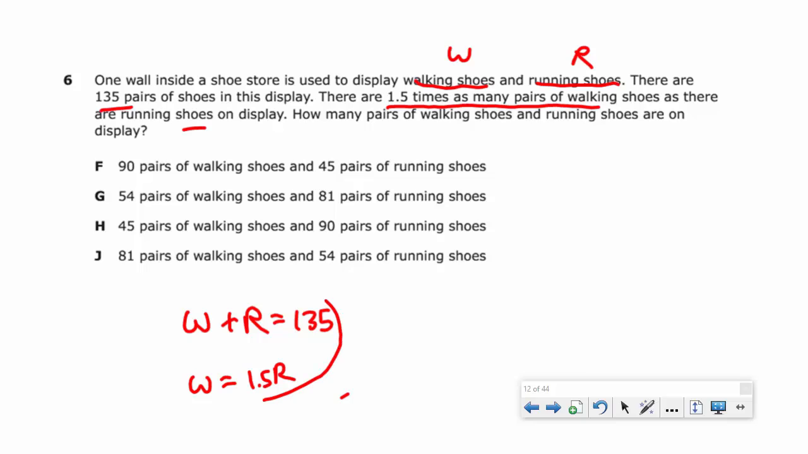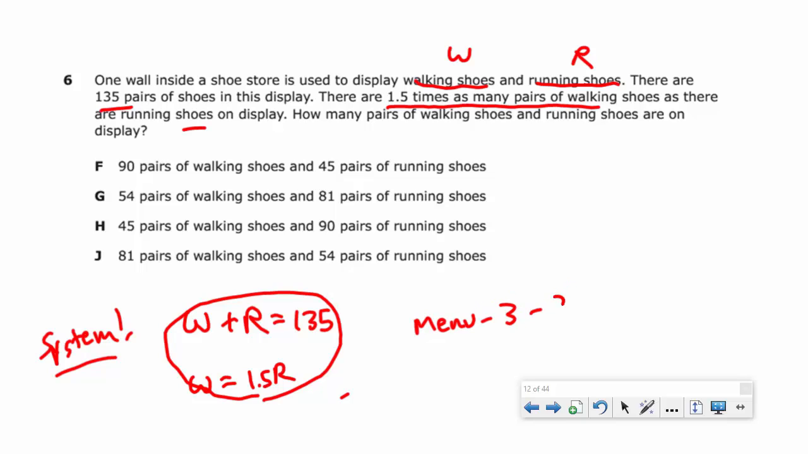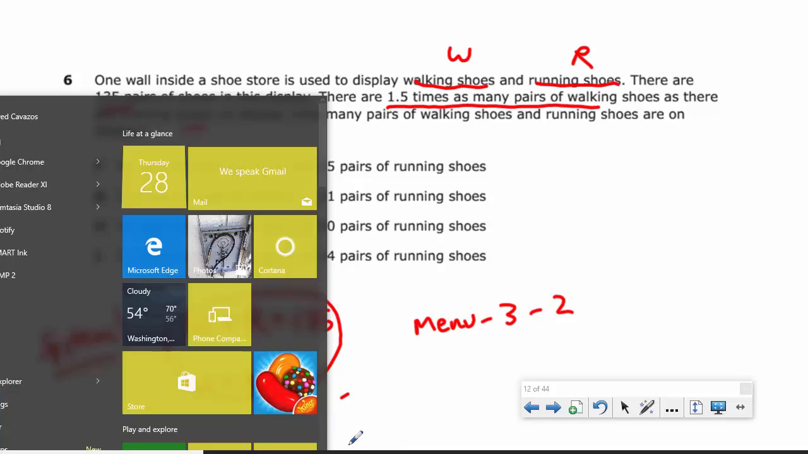What I've created here is 2 equations. In algebra, 2 equations is referred to as a system. The great thing about systems is that you can solve them in a calculator. The calculator command for the Inspire is menu 3, 2. So let's check out the Inspire, and we're going to plug in these two equations. Okay, so this is 1.5. All right, so let's go.